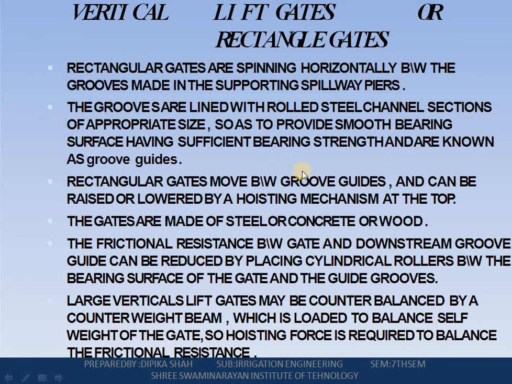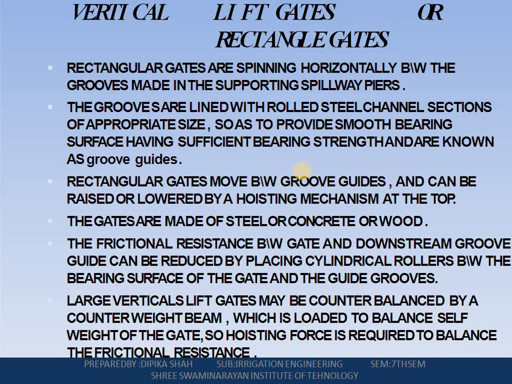उसके बाद है वर्टिकल लिफ्ट गेट और रेक्टेंगल गेट्स. So basically rectangular gates are spanning horizontally between the grooves made in the supporting spillway piers. The grooves are lined with rolled steel channel sections of appropriate size so as to provide a smooth bearing surface having sufficient bearing strength, and are known as groove guides. The rectangular gates move between the groove guides and can be raised or lowered by a hoisting mechanism at the top. हम लोग फिगर में देखेंगे आगे कि कैसा होता है वहाँ पे होस्टिंग मैकेनिज्म और वो सब.